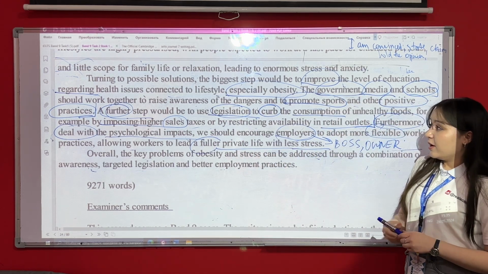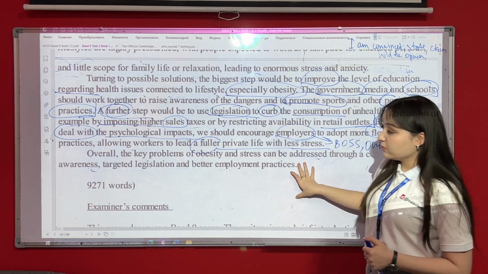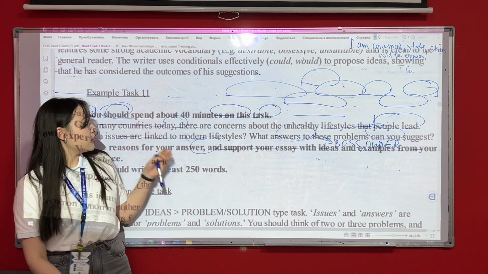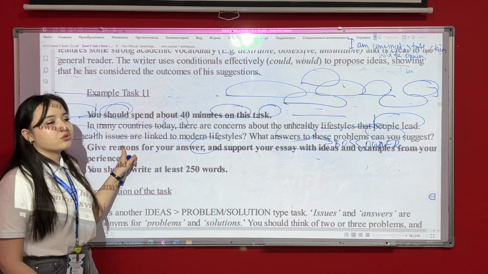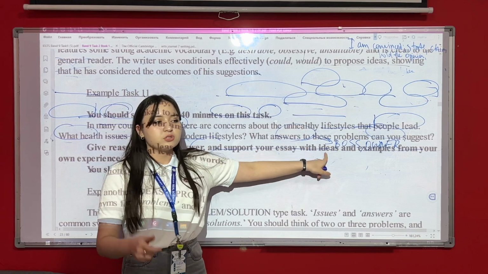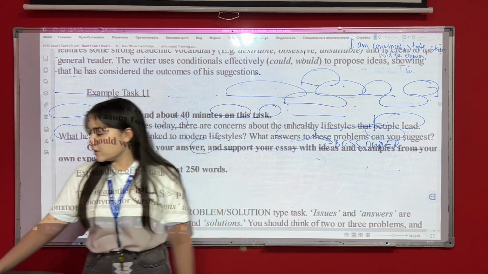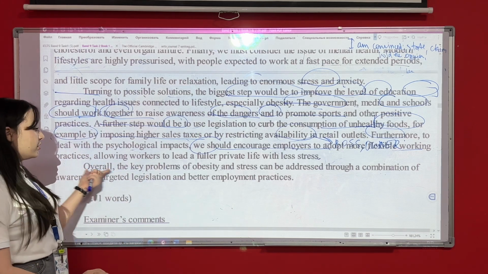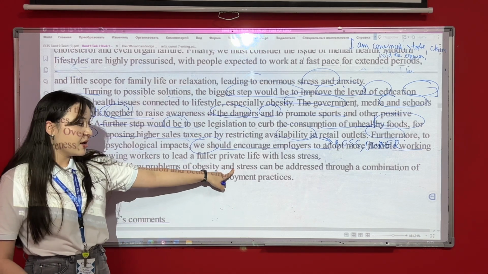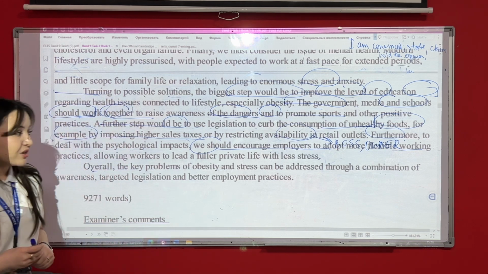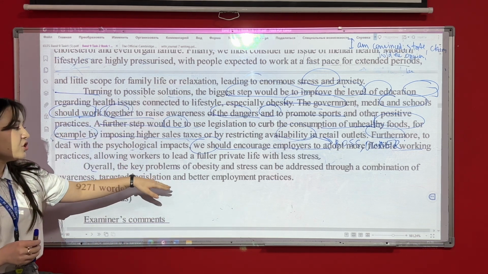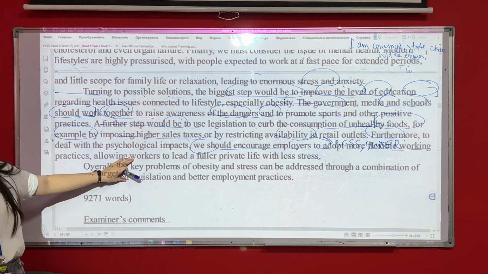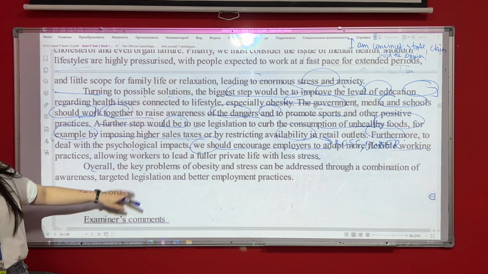Okay, very good. And about the conclusion overall, what was your question again? The question was, what are the problems and what are the solutions? No personal opinion, right? So in this sense, guys, we have the overall. The key problems of obesity and stress can be addressed through a combination of awareness, targeted legislation, and better employment practices. So all this essay, right? That's it. Nine thousand words? No.